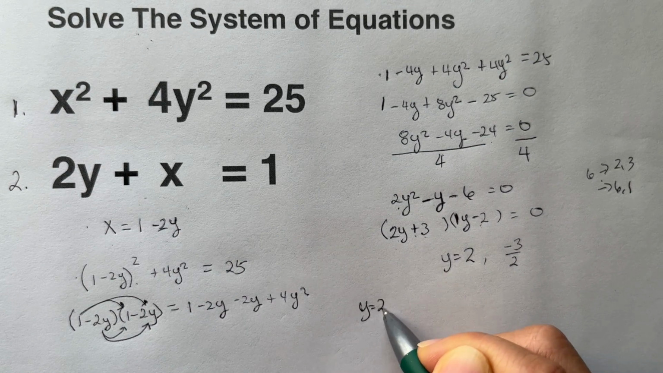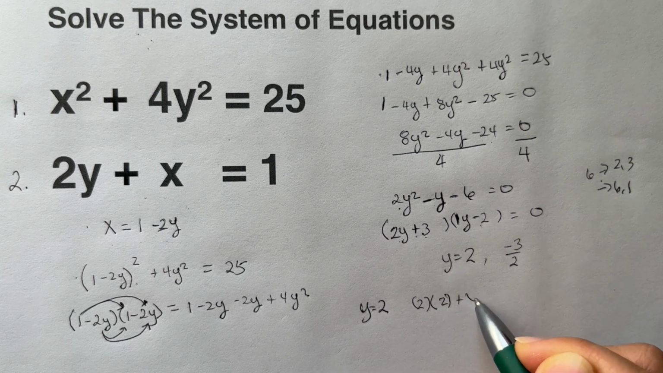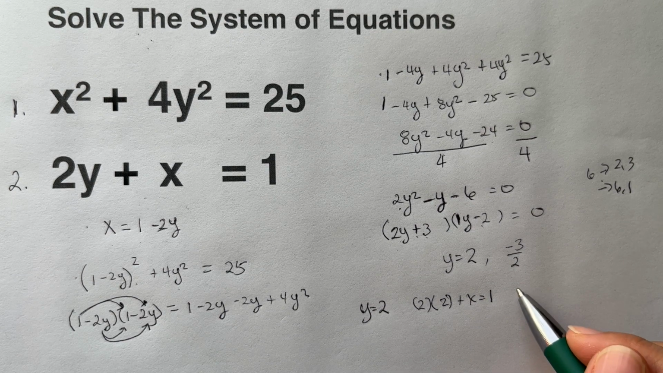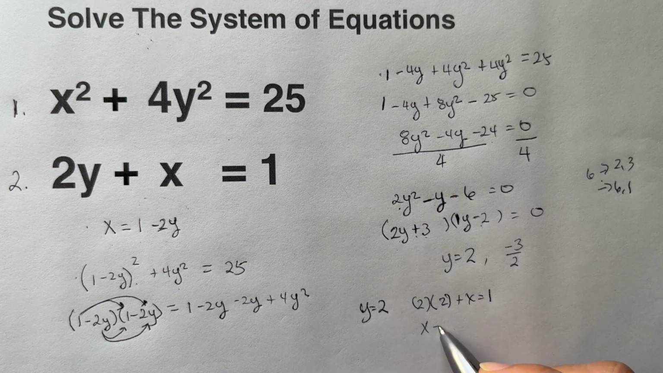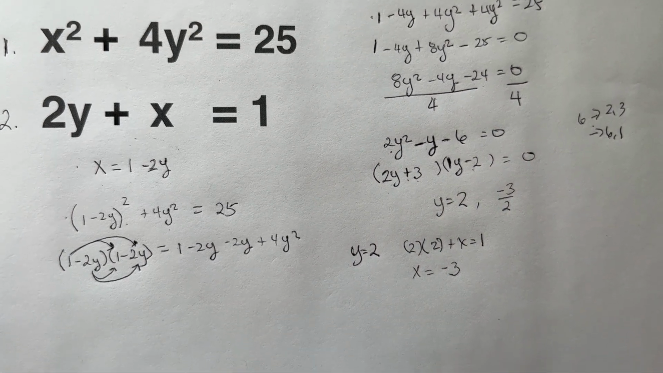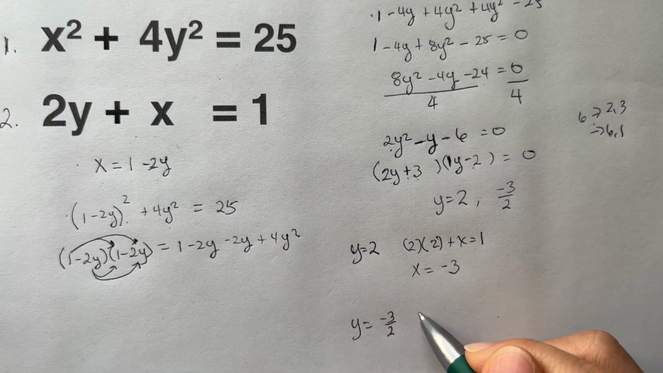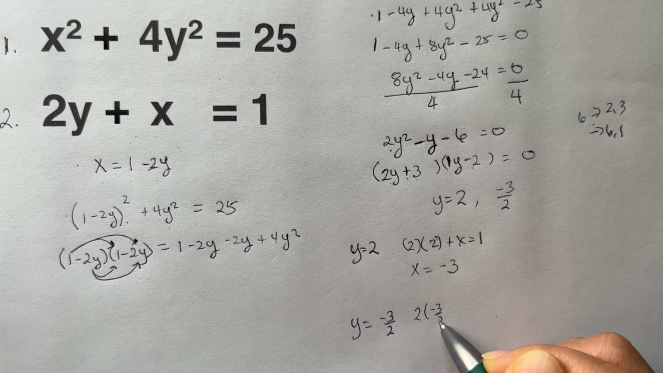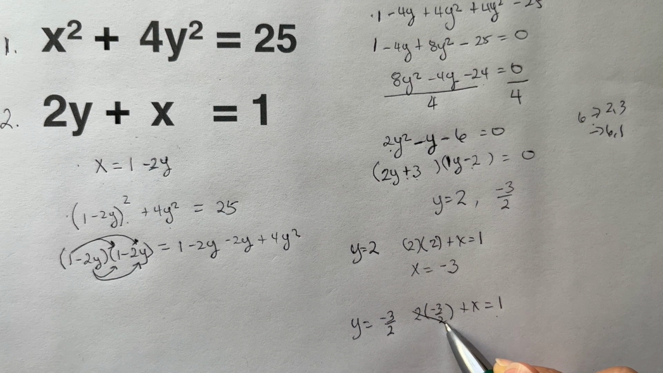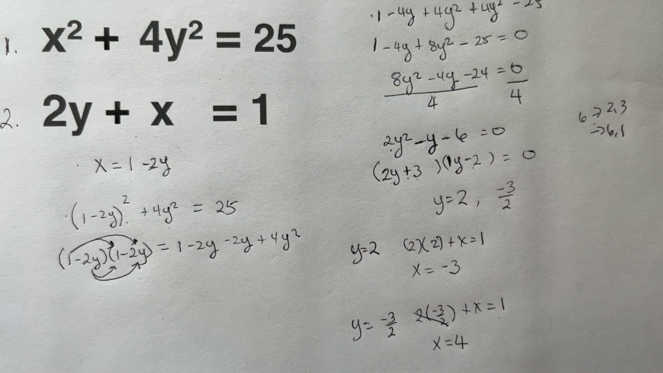So when y is equal to 2, the first equation becomes 2 times 2 plus x is equal to 1. And now what do we have? x is going to equal negative 3. When y is equal to negative 3 halves, 2 times negative 3 halves plus x is equal to 1. This will cancel itself out, and x is equal to 4.